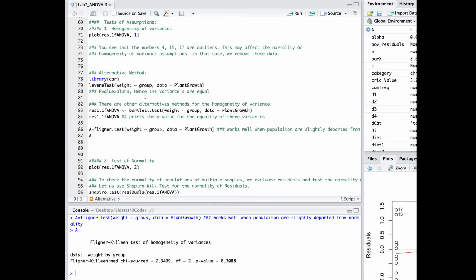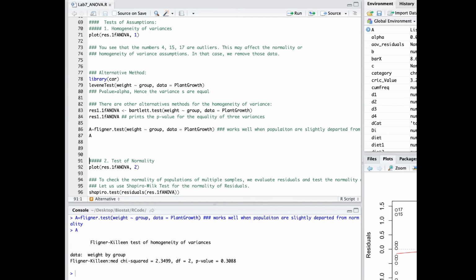So from all of these, you don't have to use all those methods. Just use one method, and if you find the p-value greater than alpha, you can stop, okay? You don't have to do all those three methods. I'm just showing you different approaches that we discussed in the slide.